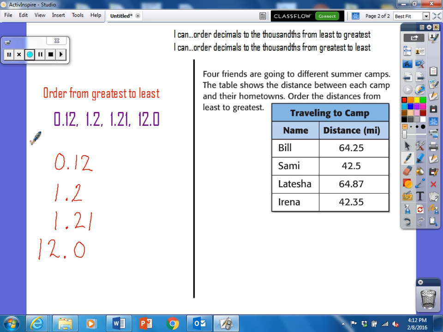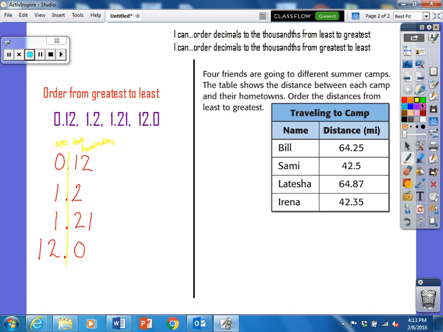Now, as you can see, I have got all of my decimals lined up. I can even draw a line straight through them to show that they are in line. Which means that this is my ones place, this is the tenths, that's the hundredths, and then the next place would be the thousandths. But as we can see, there are no thousandths in any of these numbers.